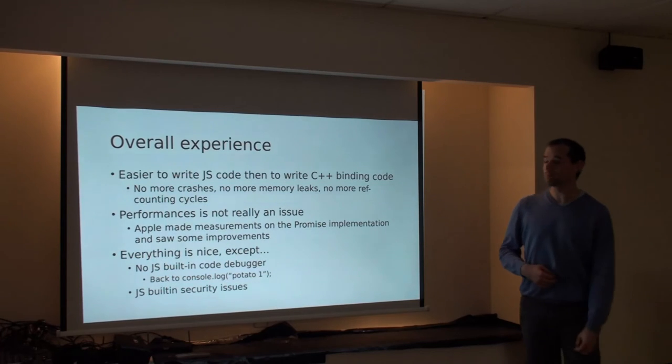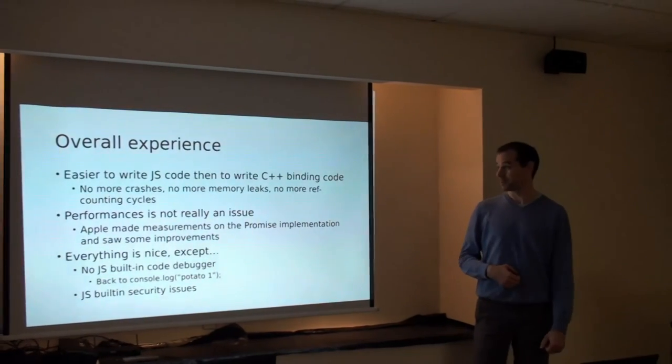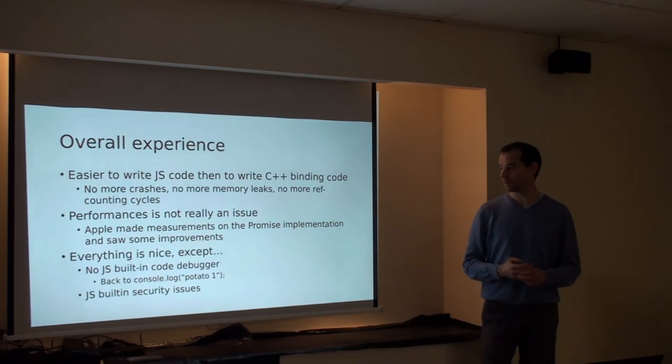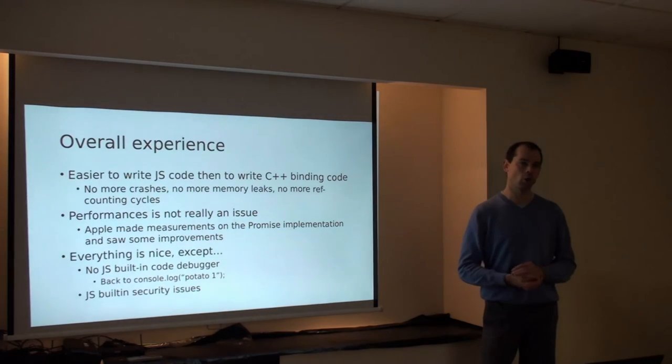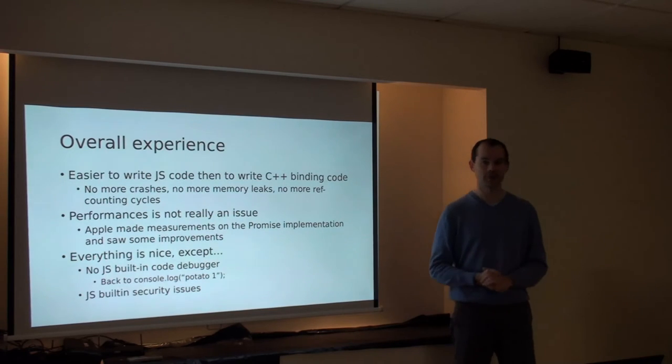So the overall experience: it's much easier to write JS code than to write C++ code. No more crashes, no more memory leaks, no more reference counting cycles. Performance is not really an issue. Apple implemented the whole promise stack mostly in JS built-in code this year, changing from C++ to JS built-in, and they made measurements and even saw some improvements for their case. So everything is mostly okay, except first there's no JS built-in code debugger, so we're back to printf, which is very cool. And we are also facing some security issues.